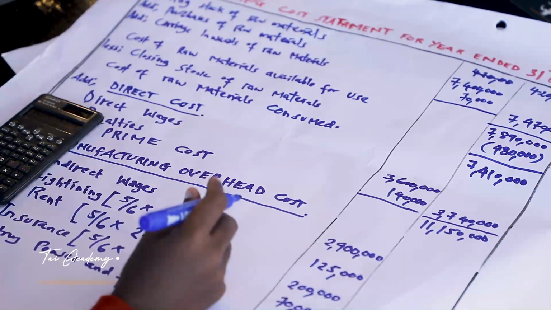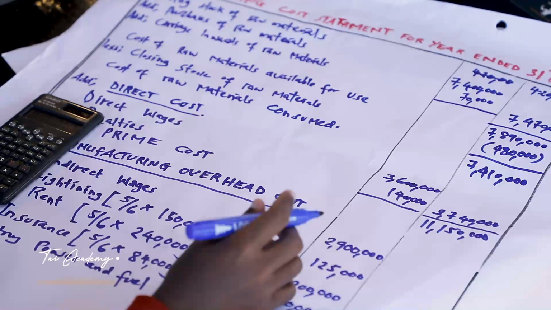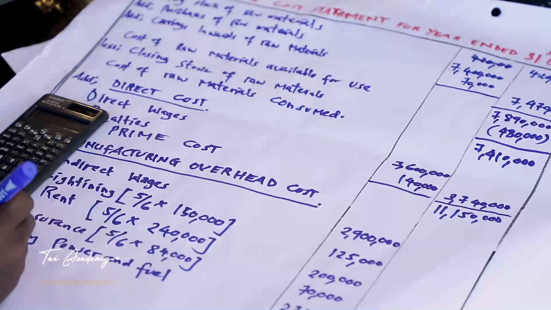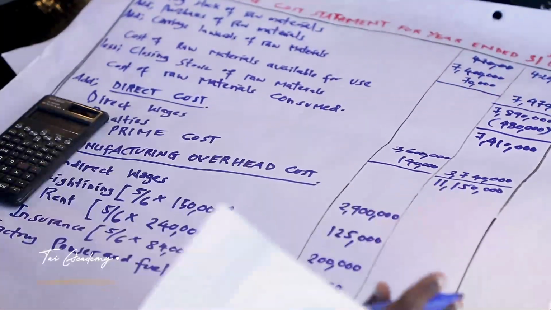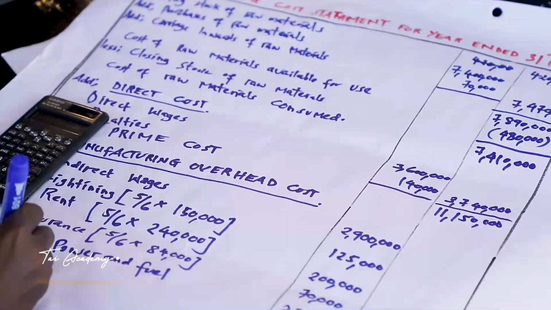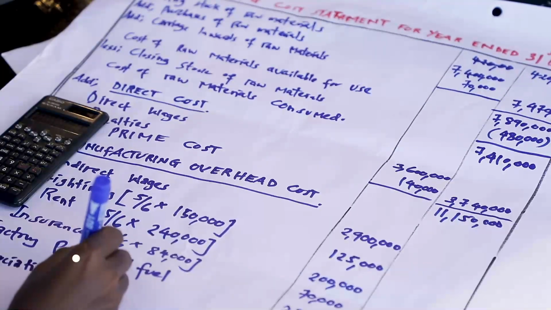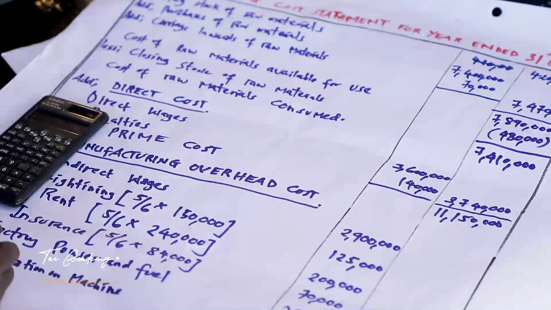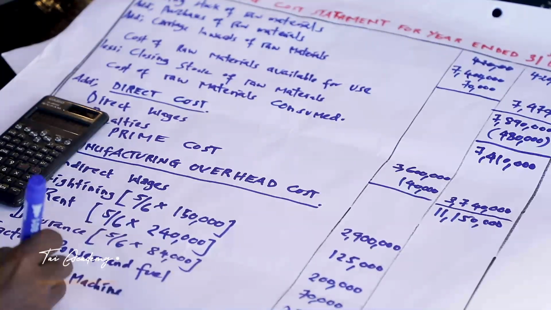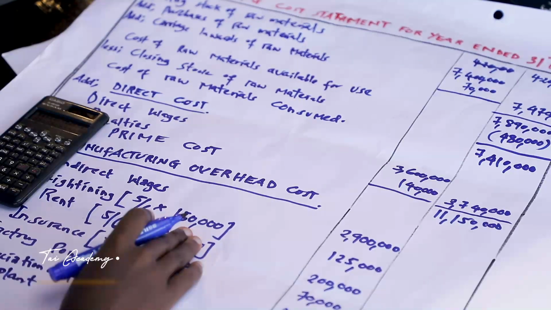The other indirect cost here is depreciation on machine and plant, which is 10% on cost. So you will have depreciation on machine and plant, which is 10% on cost.